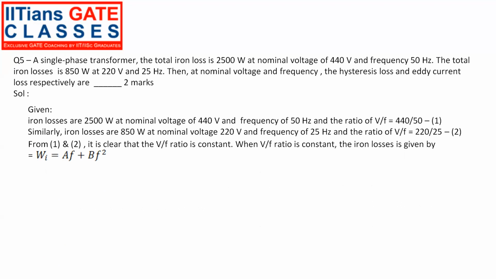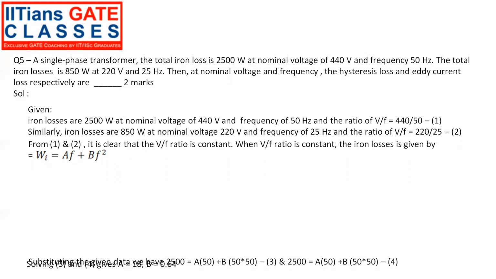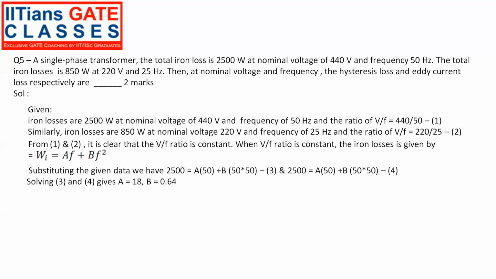And similarly, if you take the second case, that is 850 watts equal to A into 25 plus B into 25 square. To solve these two equations, we will be getting A as 18 and B as 0.64. Now they are asking us to find out the hysteresis losses at nominal voltage and frequency. So we know A as well as B. Just substitute the value 50 Hz.